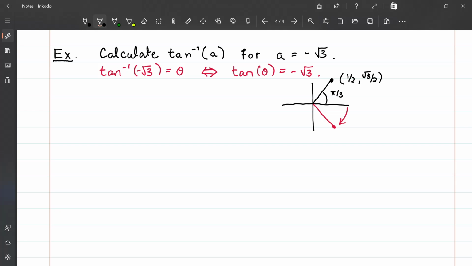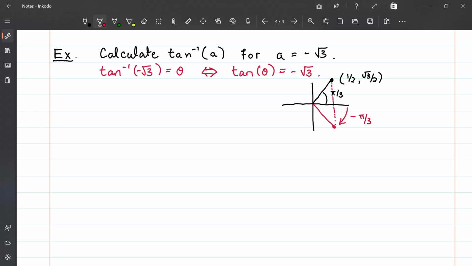Since tangent is given by the y-coordinate divided by the x-coordinate, this tells me, with a little bit of simple calculation, that tangent of pi over 3 must be equal to positive root 3, which is almost what we want. Here's another observation. If I were to make this angle in red, the one I'm trying to figure out, negative pi over 3, these two angles, pi over 3 and negative pi over 3, should be direct reflections of one another across the x-axis.